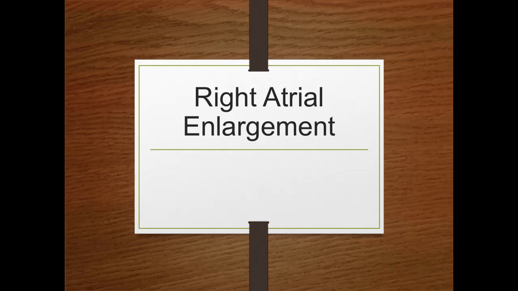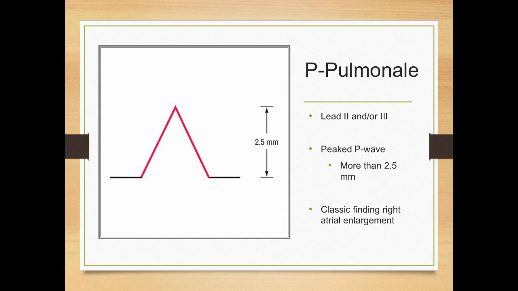Now let's talk right atrial enlargement. So enlargement, hypertrophy of the right atrium. We're still looking at the P wave, but here we have P pulmonale. Instead of P mitral with left atrial enlargement, we have P pulmonale for right atrial enlargement. And here we're looking at lead 2 and 3.